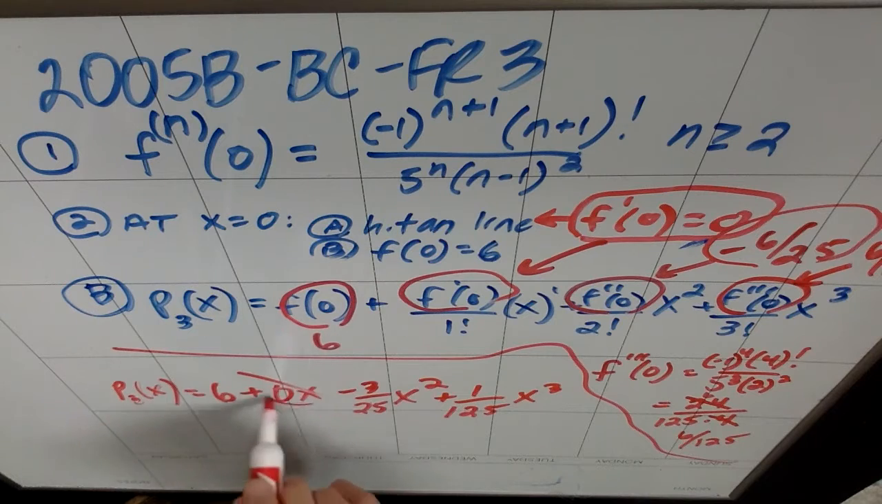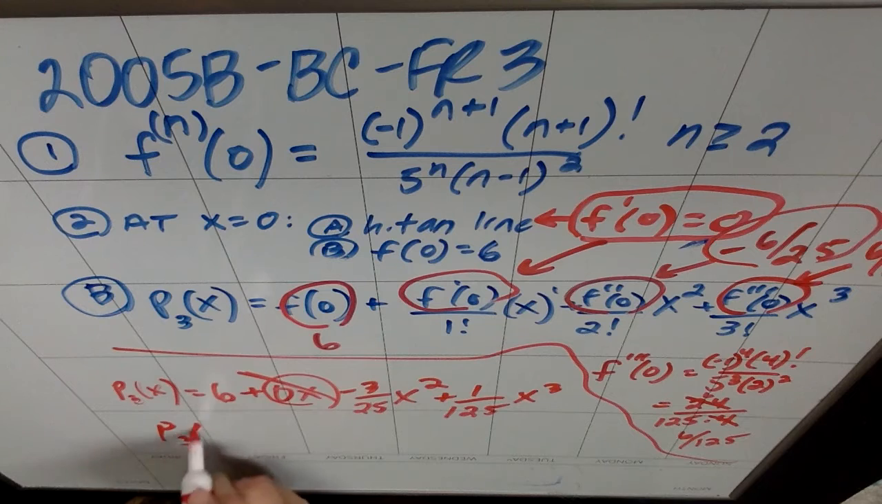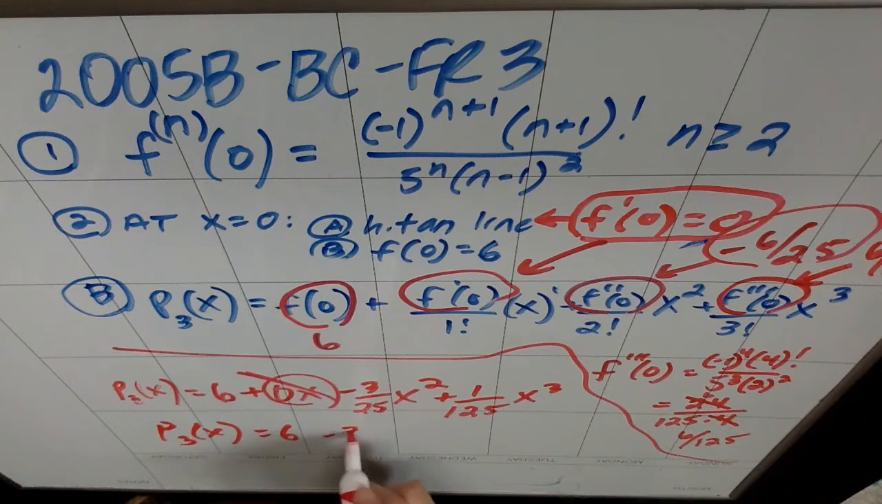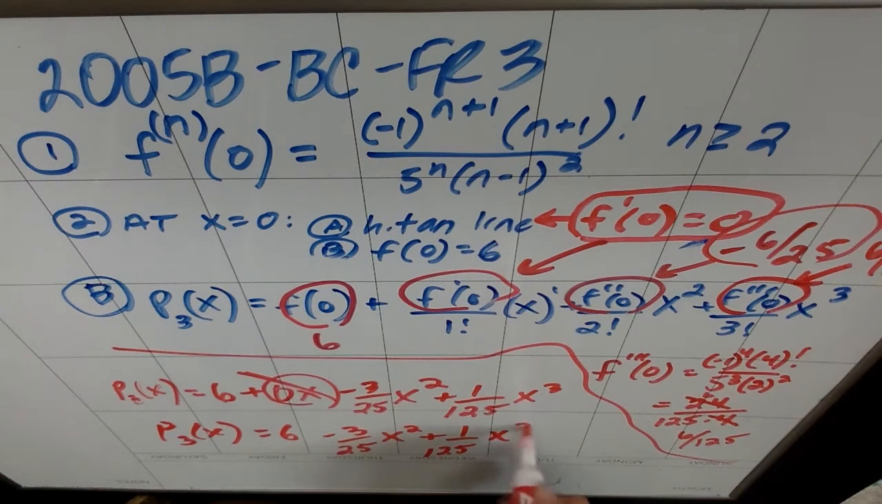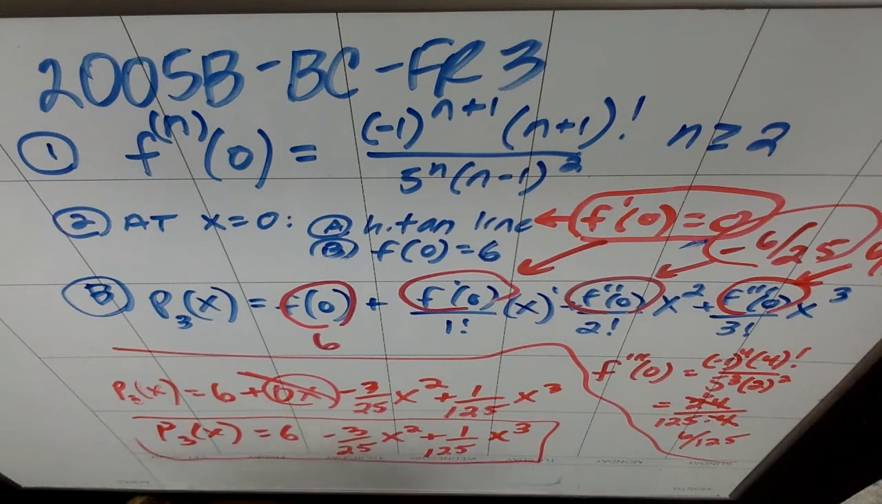Again, if you want to write the linear term, you can, even though it's a 0, like 0x, but what you're probably going to see is 6 minus 3/25 x squared plus 1/125th x cubed. So this is what you're likely to see. Notice that it does coincidentally happen that there are 3 terms in this, but that's not because of the 3. The 3 is because it goes up to x cubed. There would have been 4 terms if there had been a non-zero value for the linear term, but it was 0. So there's my p sub 3.